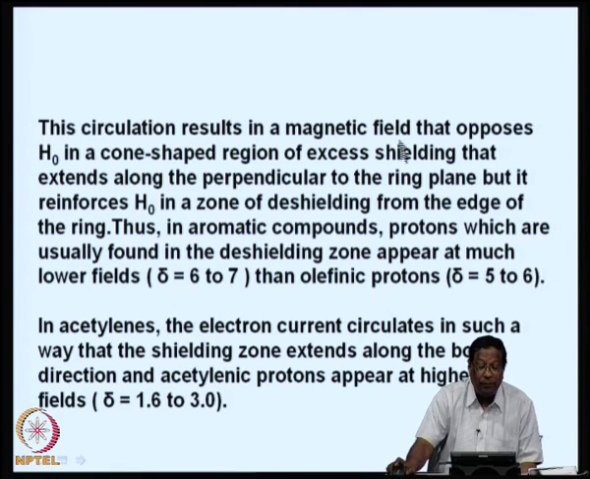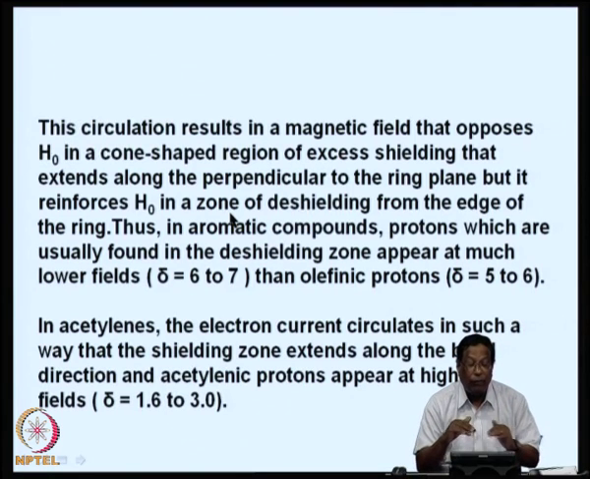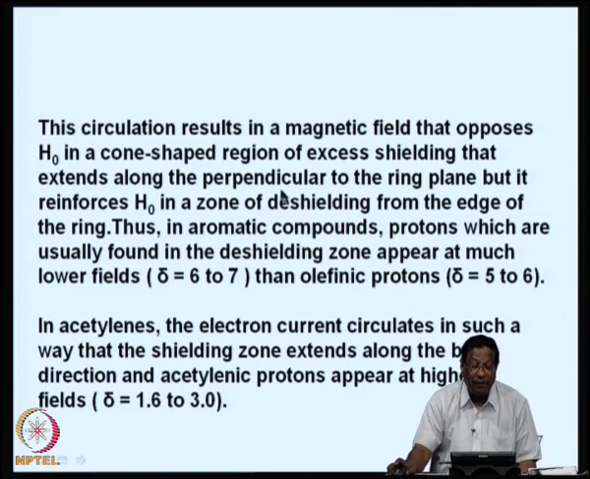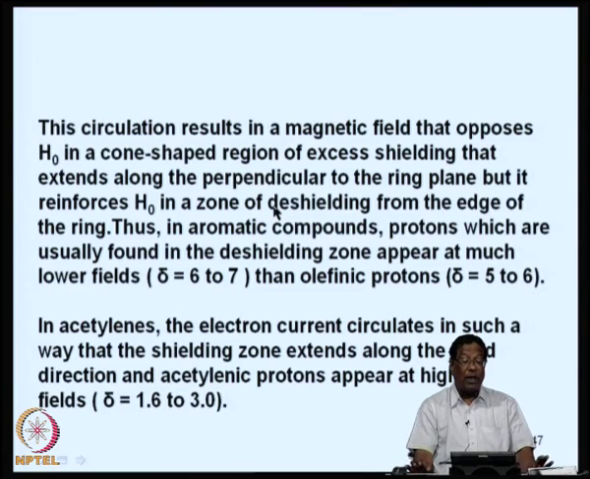So, the circulation results in a magnetic field that opposes the applied magnetic field in a cone shaped region of excess shielding that extends along the perpendicular to the ring plane, but reinforces H0 in a zone of de-shielding from the edge of the ring. Thus, in aromatic compounds, protons which are usually found in the de-shielding zone appear at much lower fields.